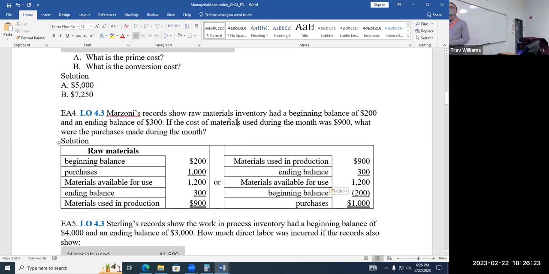Inventory has three different phases. First phase is raw materials. Companies buy raw materials, they keep them in a warehouse or storeroom. And then when they're ready to start making a product, they transfer those materials onto the factory floor and they start making their product. Does anybody know what we call the inventory at this stage when it's in process?